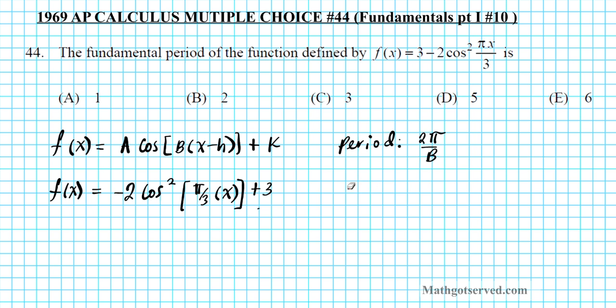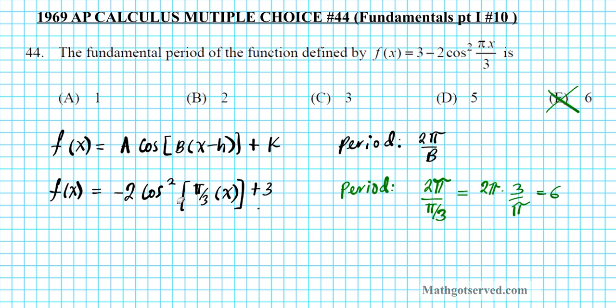The answer is no. If you weren't paying attention to this format, you would say, oh, the period is 2 pi divided by b, which is pi over 3. If you multiply the numerator by the reciprocal of the denominator, 3 over pi, you get 6, option E, which is a trap. This is an incorrect answer.